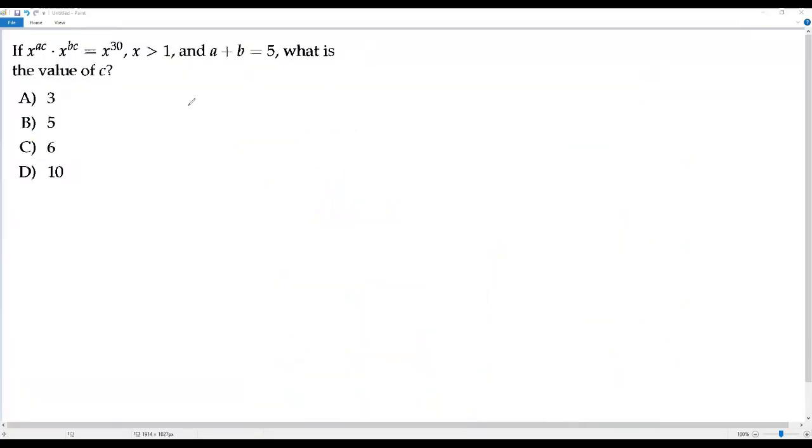Here we have the next problem. Okay, let's go to the question. If x to the power of ac times x to the power of bc equals x to the power of 30, x greater than 1 and a plus b equals 5, what is the value of c? Okay, in the given equation, we have to solve for c. Okay, let me take the given equation as it is.